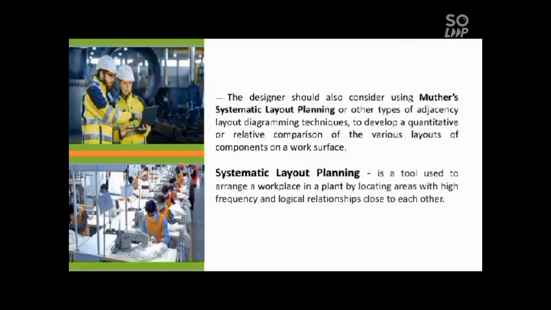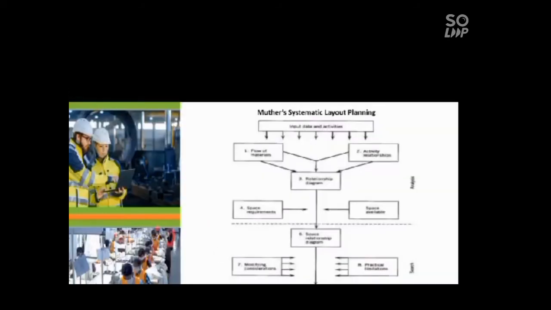The designer should also consider using motors, systematic layout planning, or other types of adjacency layout diagramming techniques to develop a quantitative or relative comparison of the various layouts of components on a work surface. Systematic layout planning is a tool used to arrange a workplace in a plant by locating areas with high frequency and logical relationships close to each other. The relationships between components can be modified from traditional data on the flow from one area to another and should include visual links, eye movements, auditory links or voice communication or signals, and tactile and control motions. So this is an example of motor systematic layout planning.